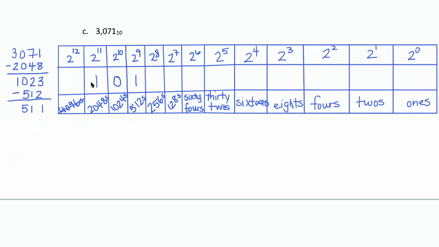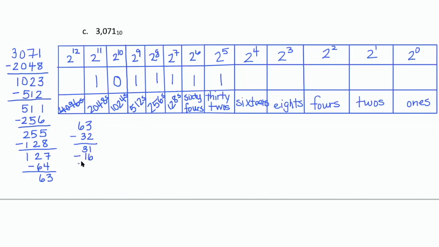Nope. Just one. 256 can be subtracted. What's left? Can I subtract another 256? Nope. So just one of those, and so forth. And at long last, I have finished writing the number 3071.